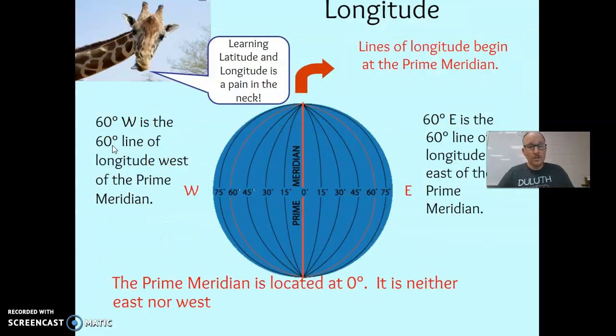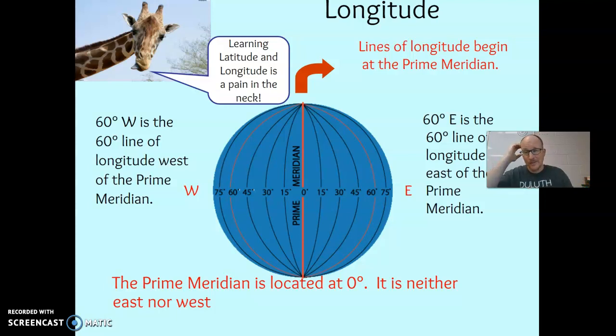Okay. Longitude is going to be a little bit different and has a funny rule because those lines intersect. So we call the line 0 the prime meridian. And the prime meridian runs from the South Pole to the North Pole. And again, it is 0 degrees. Not east or west, just 0 degrees.